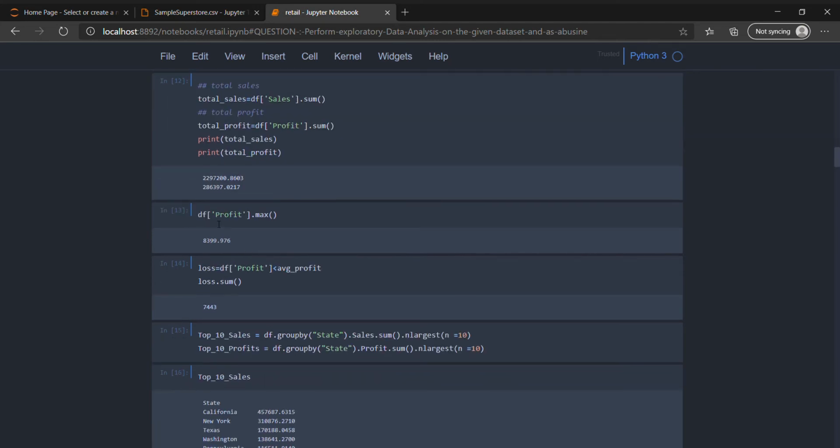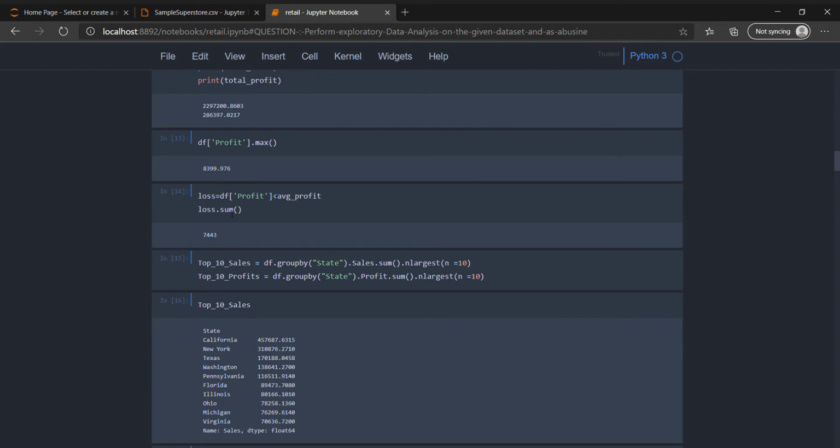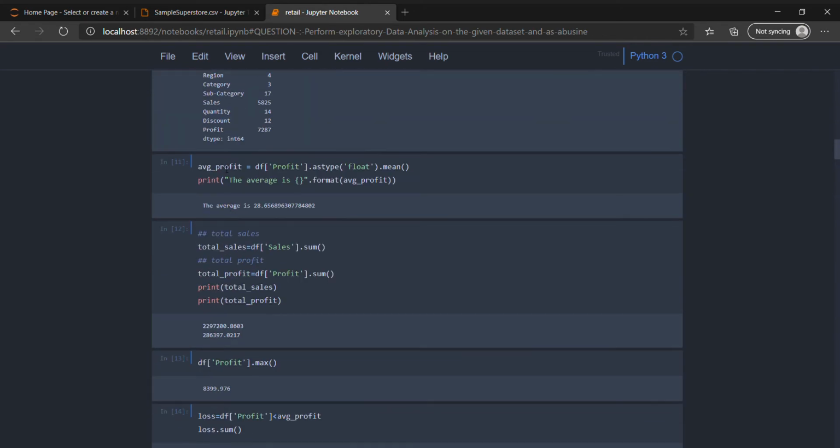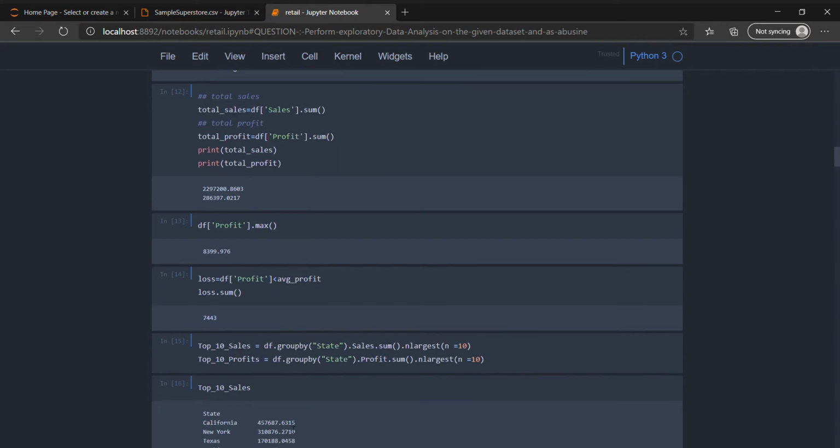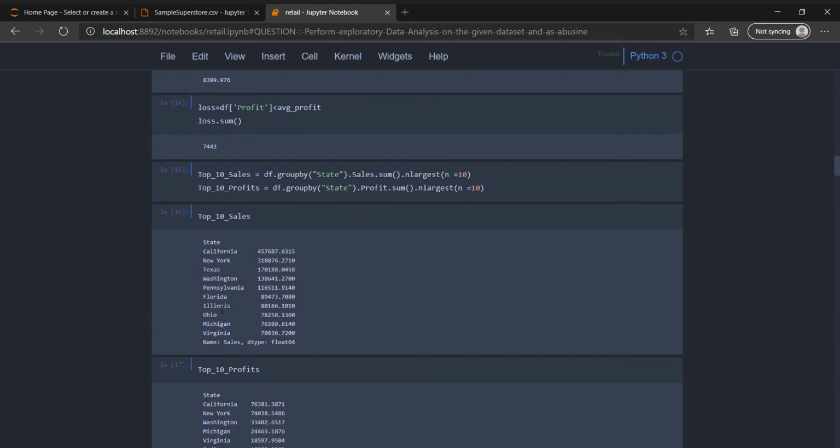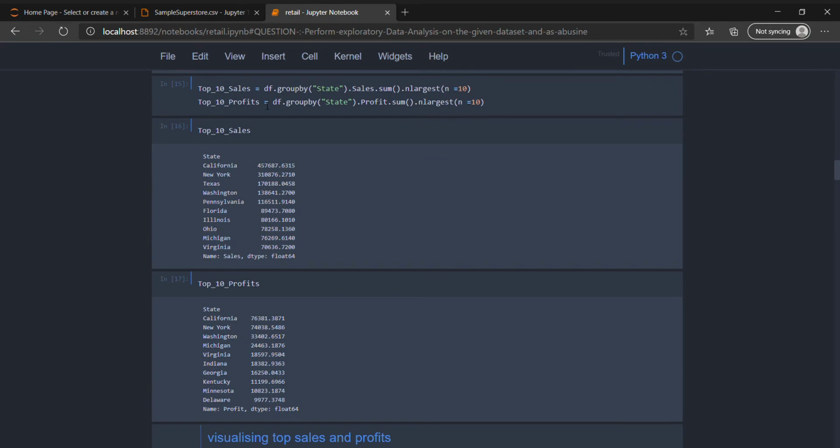So I've printed the max profit, and then the loss. Basically here I consider it a loss if a company is not even making the average profit. So this is quite a lot, and there are some issues to be addressed. Now looking into the top 10 sales and top 10 profits, we can see California and New York are always at the high end, Washington too. So you can tell that for states, sales and profit go hand in hand, but we will look into it in much more detail later.